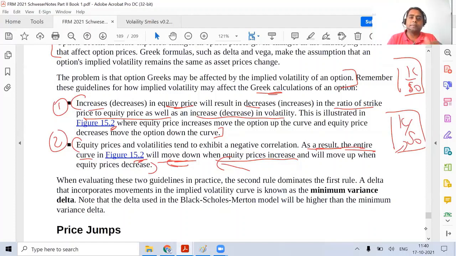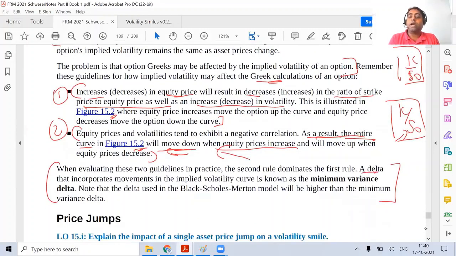These guidelines you have to remember. Generally, they don't test this. And also there is a very small discussion over here, which is slightly offbeat, about delta. Why delta? Because in some of the variations that we have seen on the x-axis, instead of using K by S0 or K by F0, we use delta also.